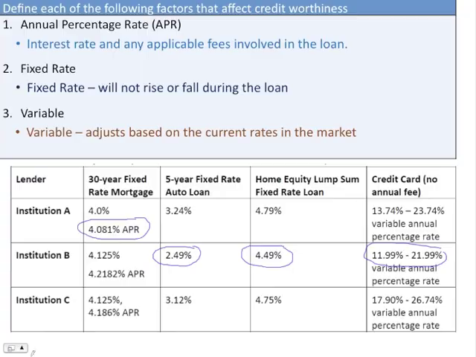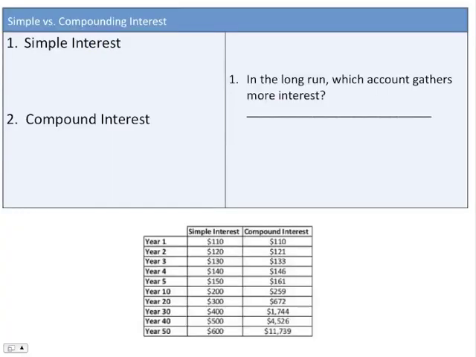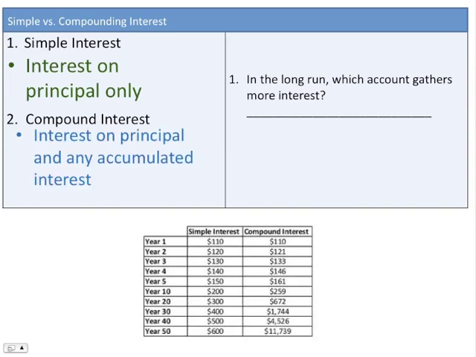B, or C. Another important concept in saving and investing is simple interest and compounding interest. Now, simple interest is interest that gains interest on principal alone, while compounding interest is interest on principal and any accumulated interest during the duration of the loan. So compounding interest is certainly preferable if you are saving money or investing.